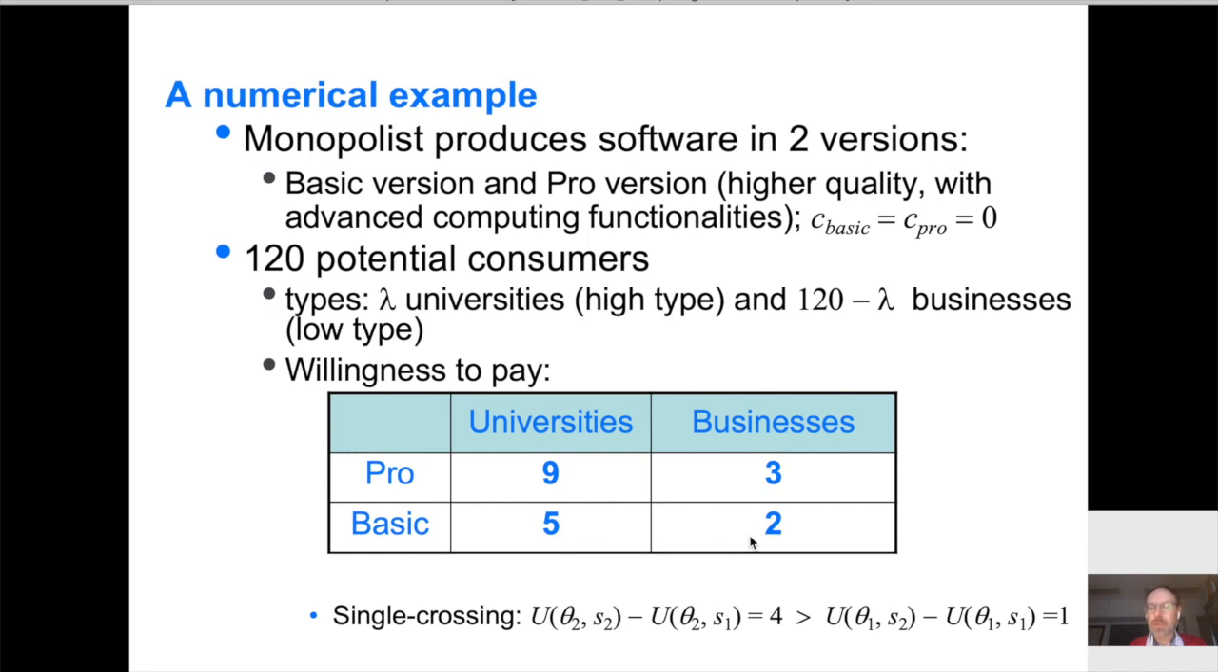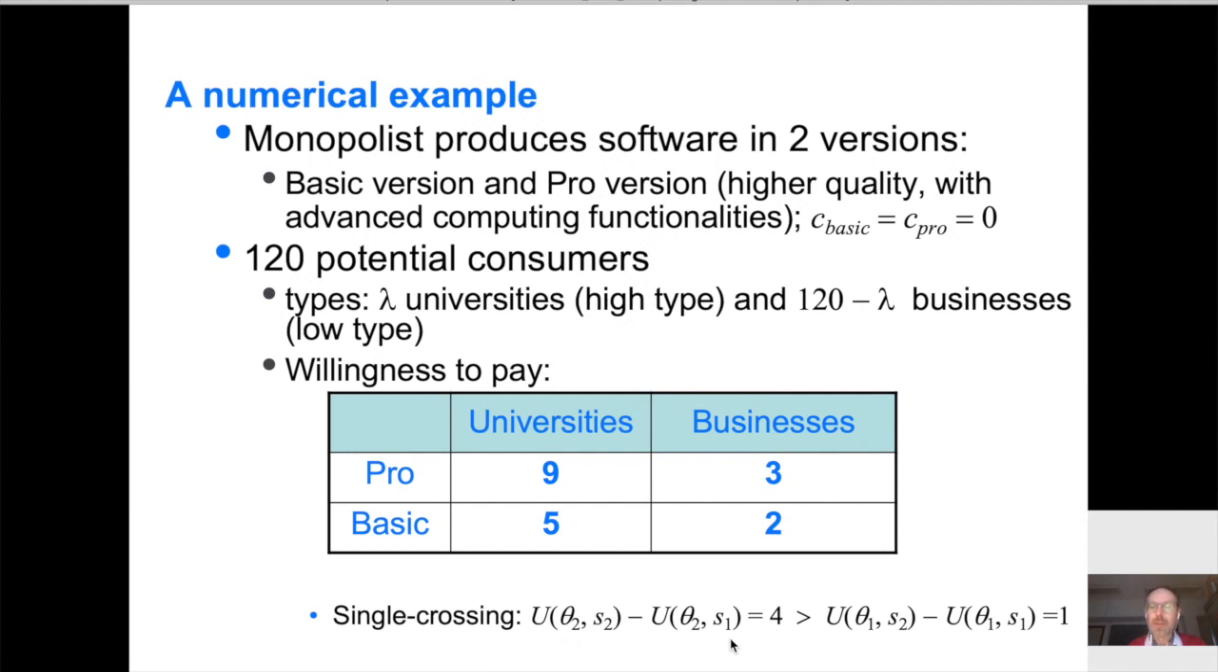Okay, so universities are willing to pay more than businesses for both versions, but what really matters here is that universities are willing to pay more to upgrade, to go from the basic to the pro version, than businesses are. Businesses are willing to pay an addition of 1 to go from the basic to the pro version, but universities are willing to pay an extra 4 to go from the basic to the pro version. Sorry.